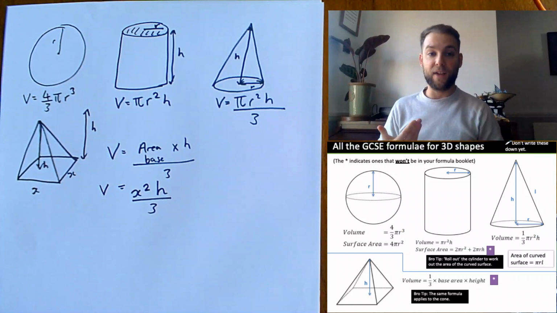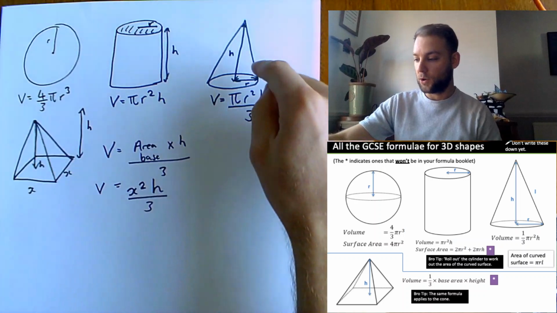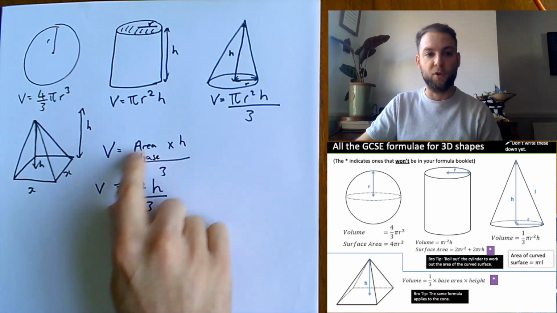Now we can have variations of that. We could have a hemisphere, so this would be all over 2. We could have anything at the base of that, in which case this formula here would change.